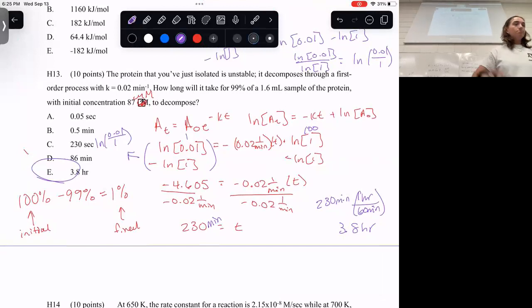Right, so you could do this again and you can say, okay, how long would it take for 85% of my stuff to decay, right? You can prove to yourself that you can find that t as well. You could also say, okay, I have 100%, this is 3.8 hours. After 1 hour, how much is left over? And you can find that percentage there as well.